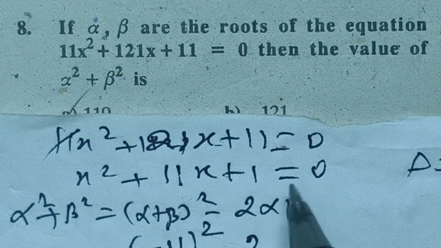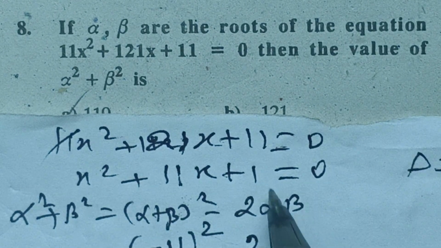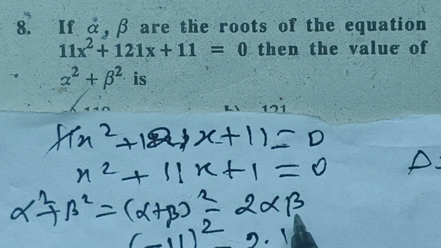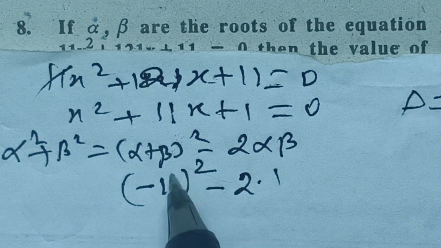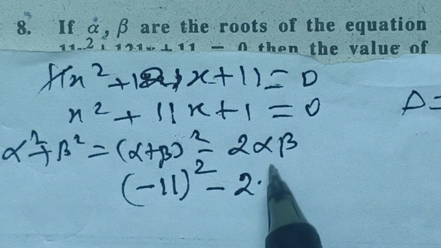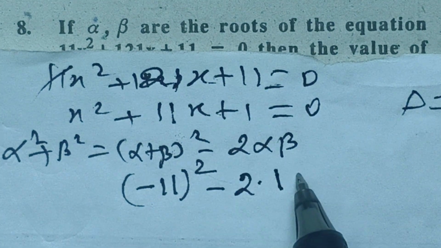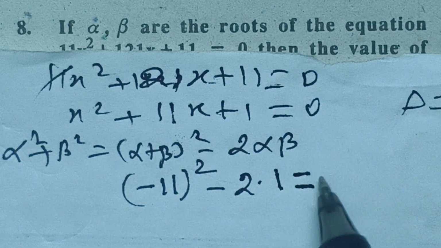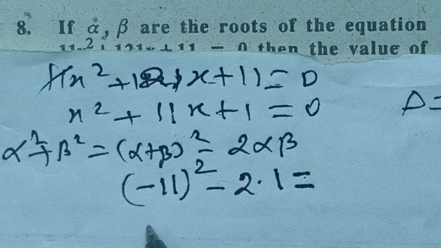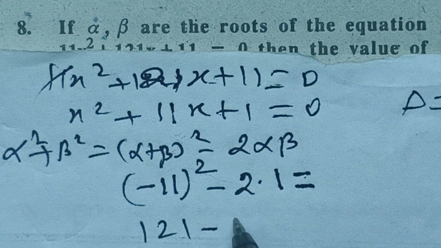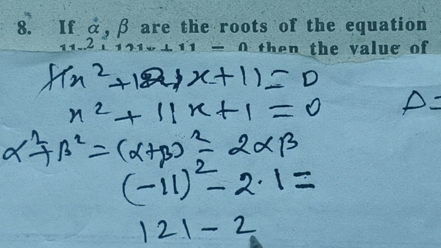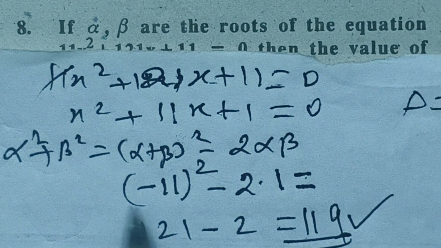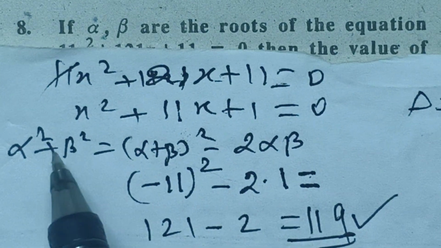Alpha beta is the product of the roots, c by a. 1 by 1, 1 only. 2 into 1. This is the sum of the roots squared, minus 2 into the product of the roots. Here it is equal to minus 11 squared, which is 121, minus 2. 121 minus 2 is 119. 119 is the value of alpha squared plus beta squared.